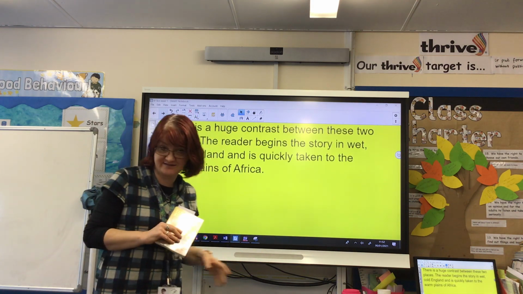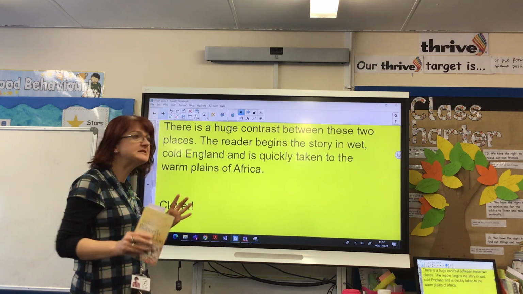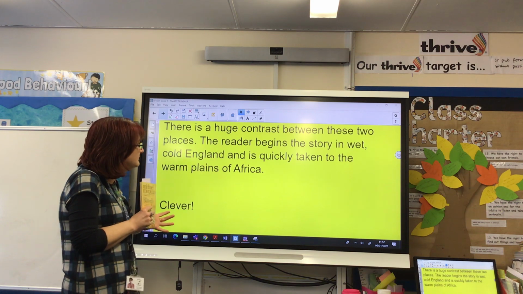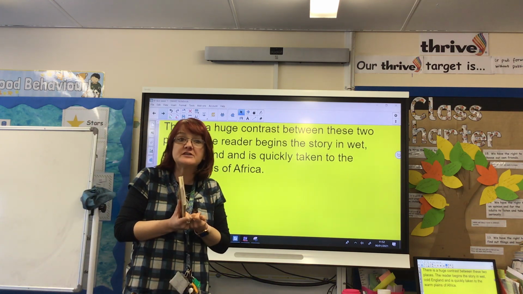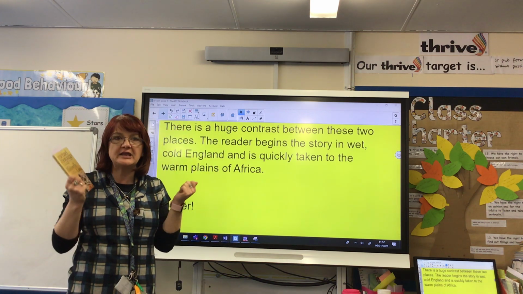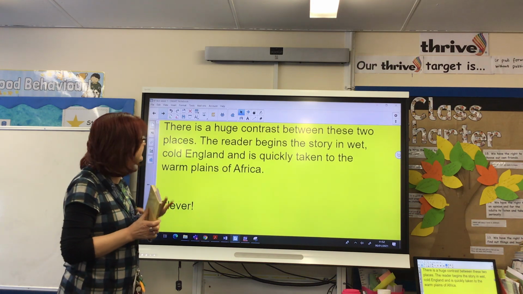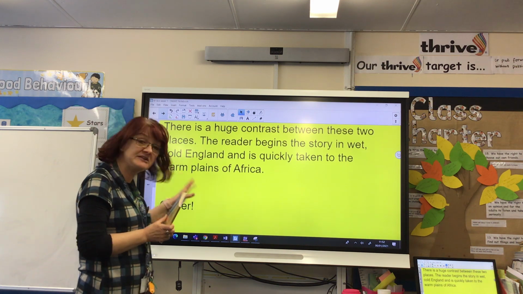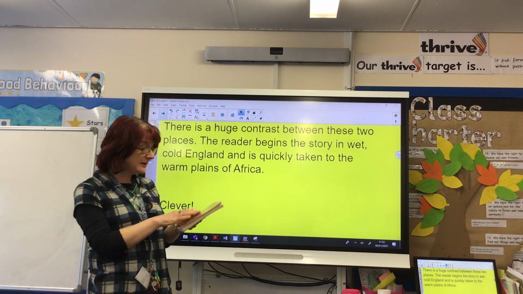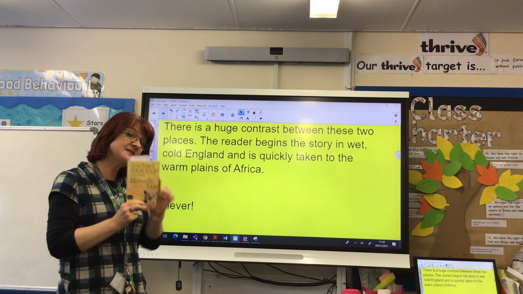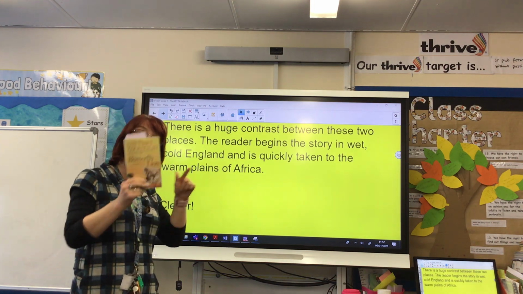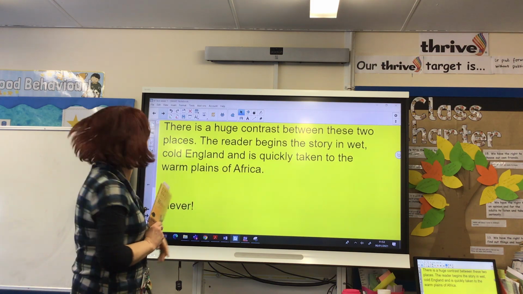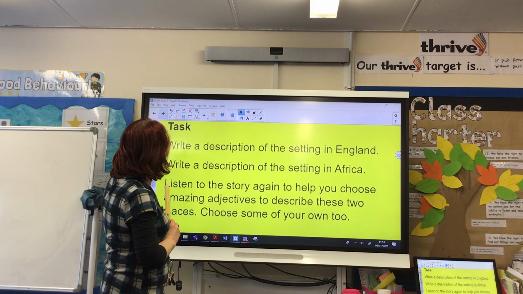It's a contrast. It's different. There's two very different places going on. The reader begins the story in this wet, cold place, and suddenly you're taken to this beautiful, warm, sunny, huge place in Africa full of animals and strange things going on. It's very clever. Michael Morpurgo actually does this quite a few times in his stories. He writes a story within a story. It's one of the structures that he quite likes about his writing.